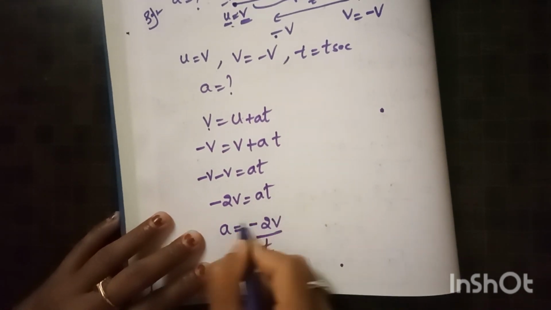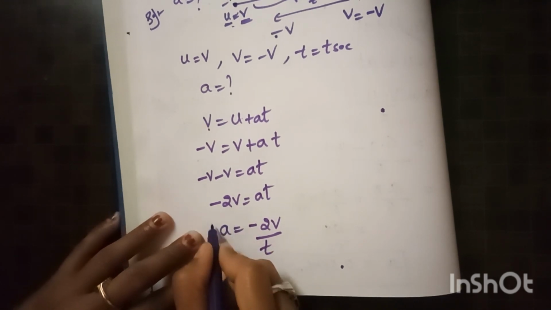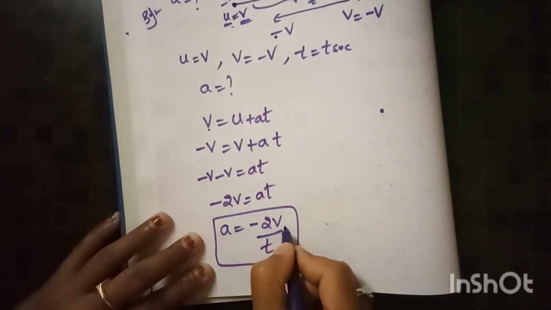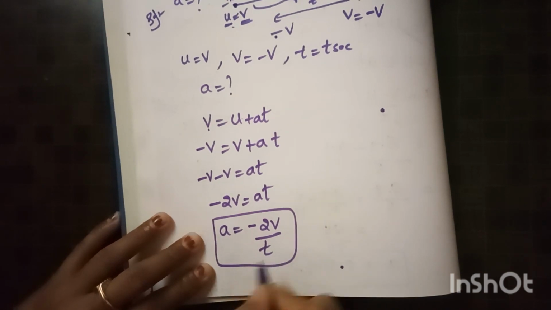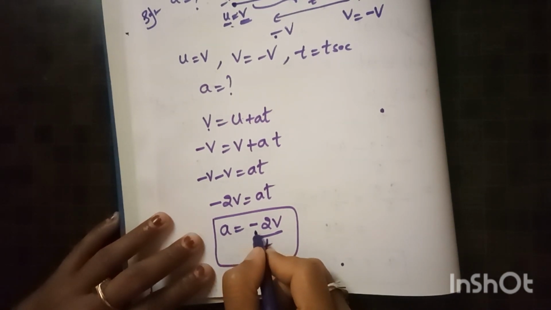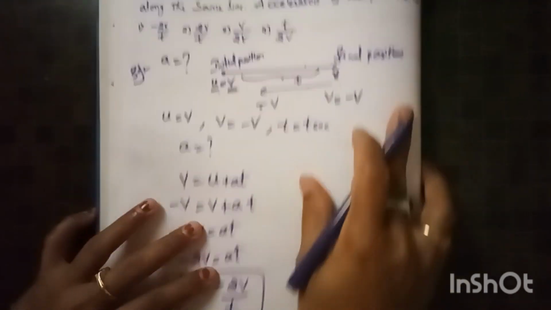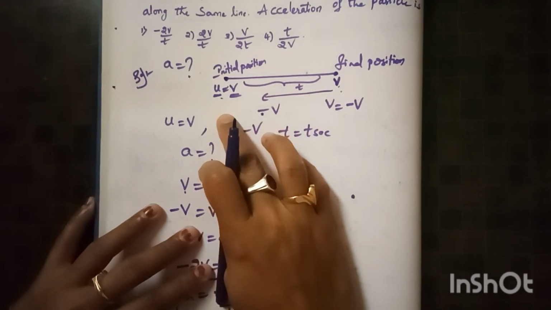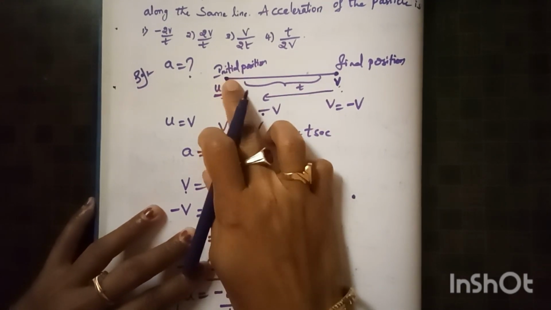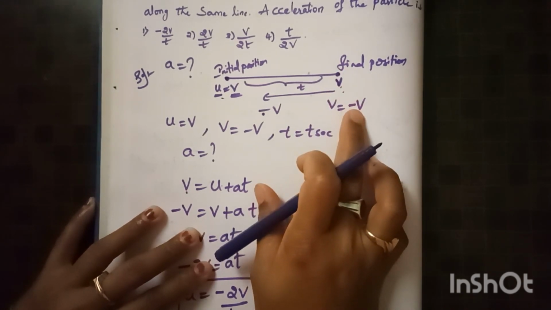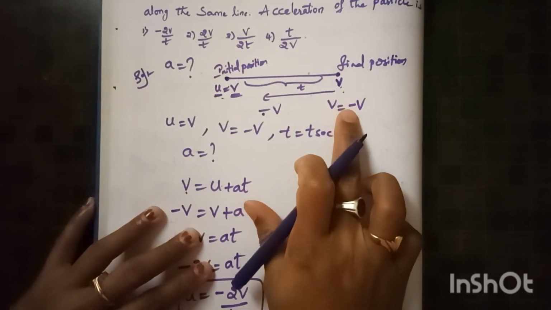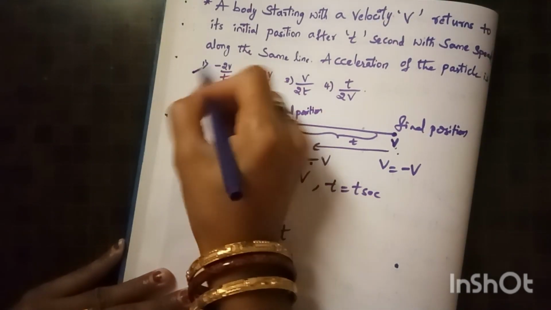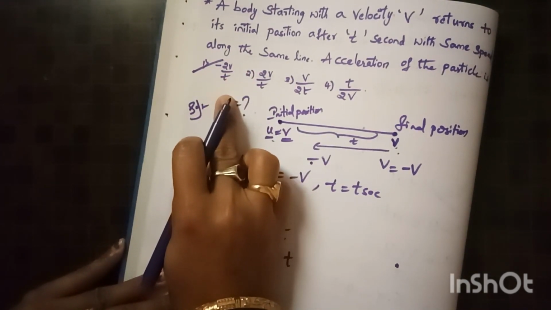Here, multiplying has been sent to the left hand side, so it will divide. So a equals minus 2v by t. The minus sign represents that the acceleration of the body or particle is in the backward direction, that is the opposite direction. Here we are taking the negative sign because it returns to the initial position in the backward direction, as it moves forward first and then returns backward. So the option will be 1, minus 2v by t. This is the acceleration of the particle.